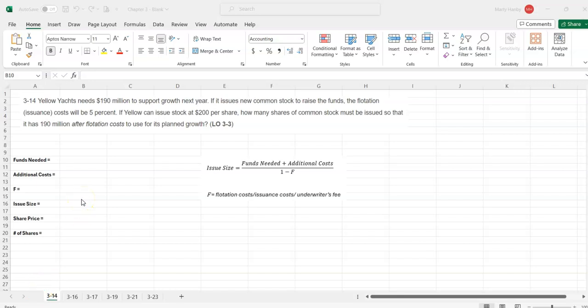Okay, this is problem 14 from chapter 3 from CFIN7. We're going to work it in Excel. This is a stock issuance problem.